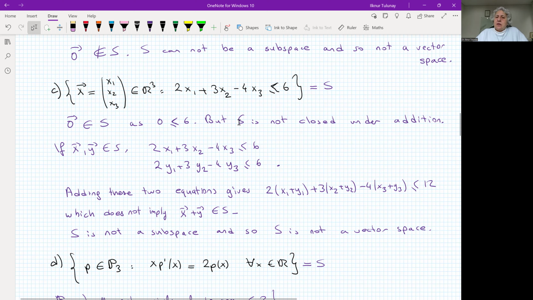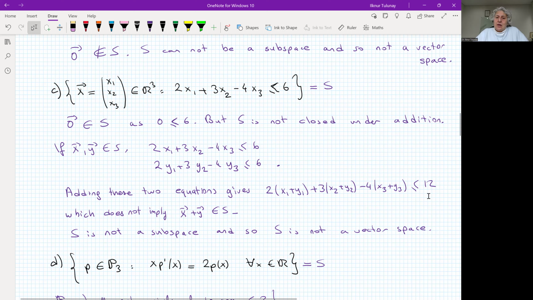But we are going to see that S is not closed under addition. Let's do that. If x and y are any two vectors in this set S, then x satisfies this equation and y satisfies this equation. If you add those two equations, we will have this inequality, because you're adding, this one, 12. And this doesn't mean that this is smaller than or equal to 6.